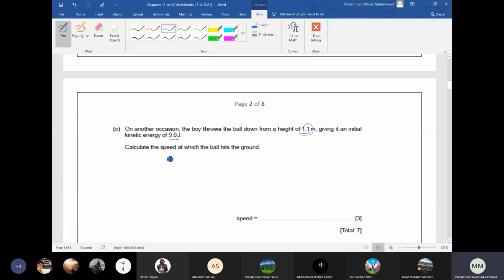So beta, we have to calculate the speed at which the ball hits the ground. So what will be the total kinetic energy of the ball? When the ball is dropped from 1.1 meter high, how much potential energy does it lose? 5.5, right? Yes, sir. Sir, we use the formula half mv square for kinetic energy. Better, but what is the kinetic energy? First of all, you should know what is the kinetic energy of the ball at the impact.